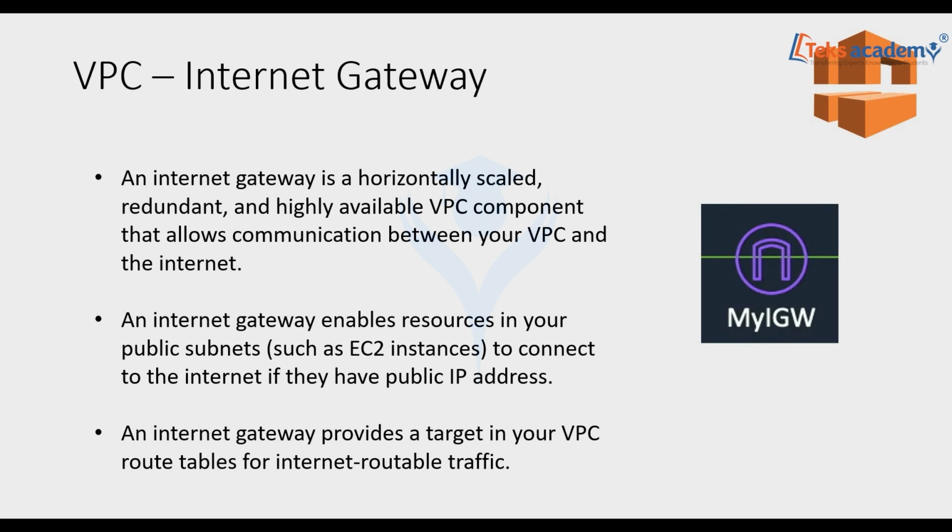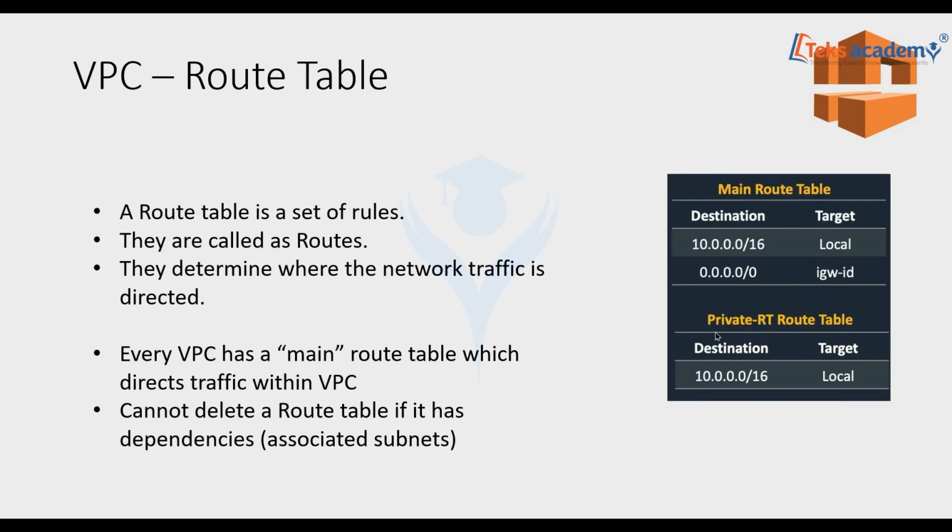Internet gateways provide a target in the VPC route tables for internet routable traffic. What I mentioned here, IGW ID, is nothing but the internet gateway ID. If I give it like this, then the subnets that are associated explicitly with the route table will have access to the internet gateway, that is, the internet.